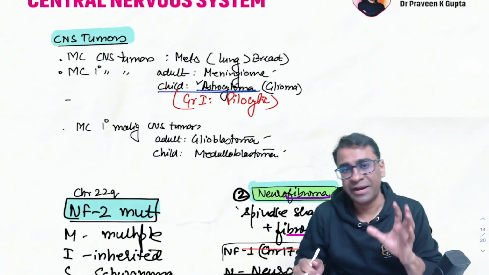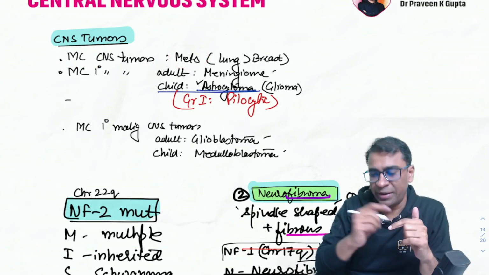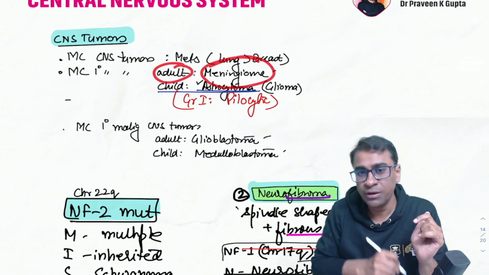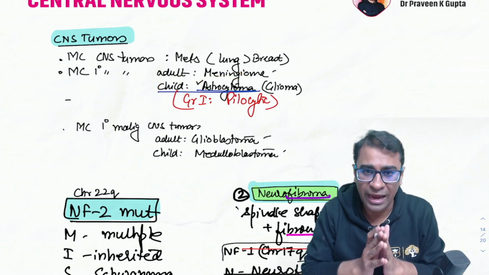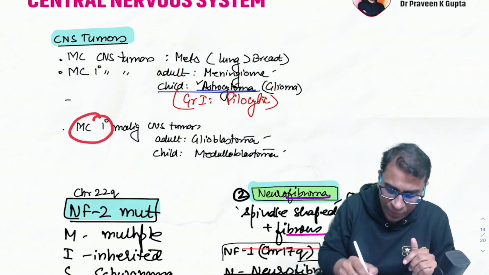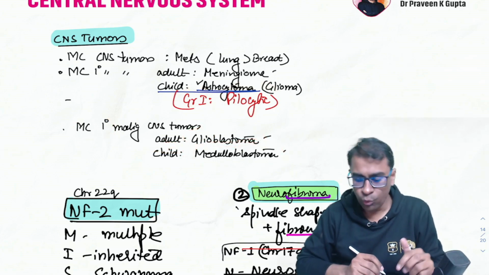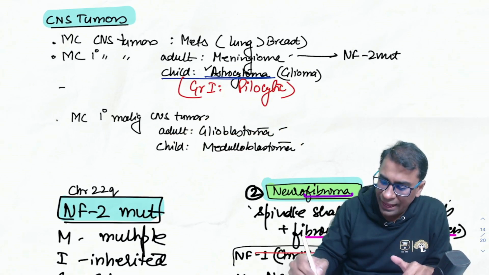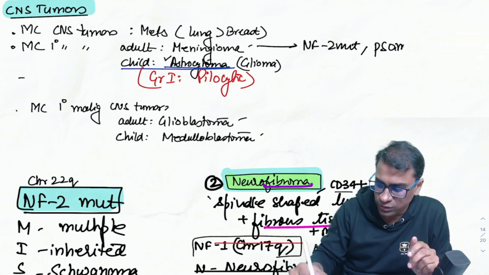We now move to the brain tumors. Most common overall CNS tumor is metastasis. Most common source of metastasis is lungs, more than breast. Most common primary CNS tumor in adults is meningioma. In children it is astrocytoma. Among the astrocytomas, the most common is grade 1, called pilocytic astrocytoma. The most common primary malignant tumor in adults is glioblastoma multiforme, and in children is medulloblastoma. What is the MCQ asked? Meningioma. What does meningioma show? It shows NF2 mutation, and psammoma bodies.